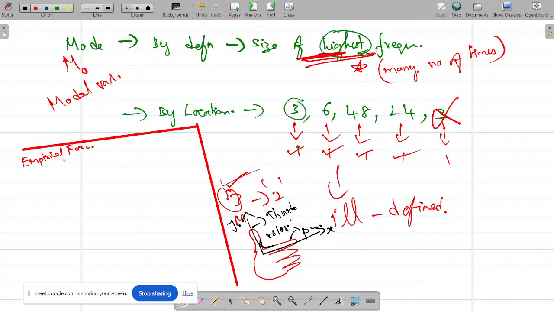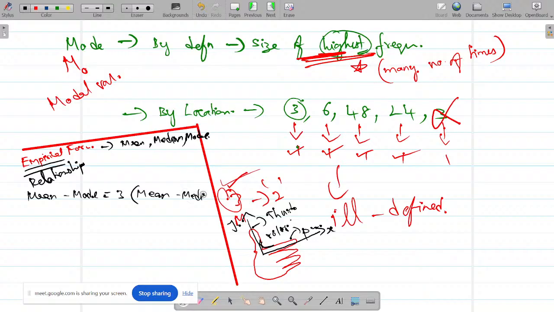Likewise, we have one relationship between three values. What are the three values? Mean, median, and mode. With the help of these three, we can define an empirical relationship, which is an equation of the three values. So the equation is mean minus mode is equal to 3 times of mean minus median. Is it okay?